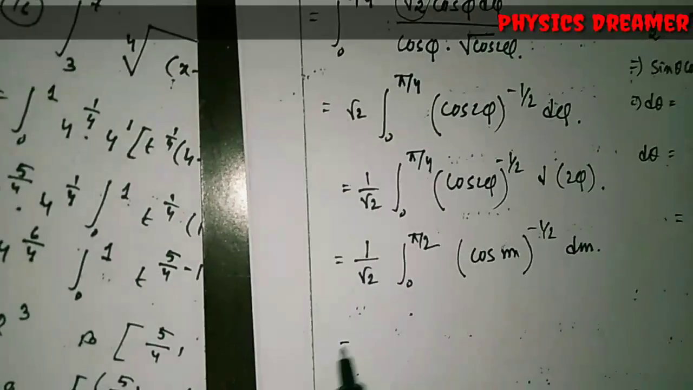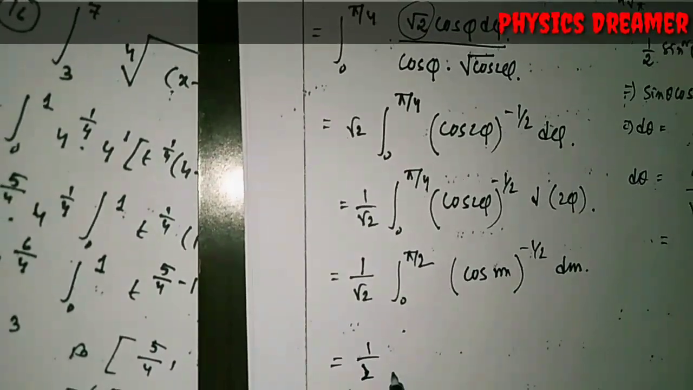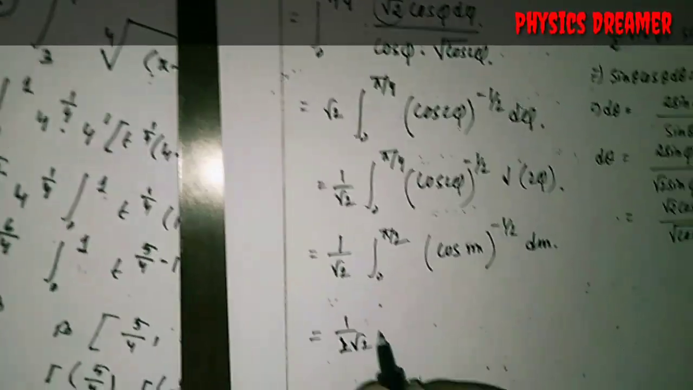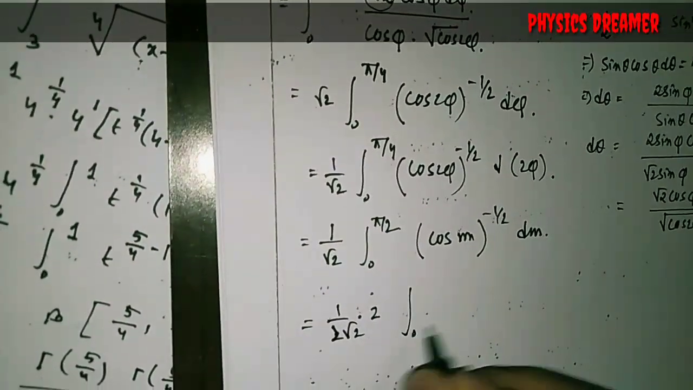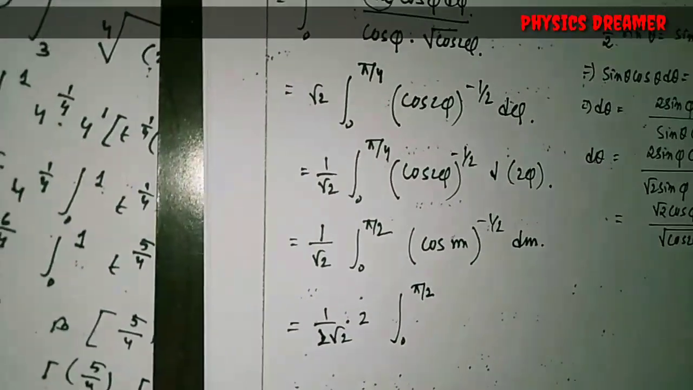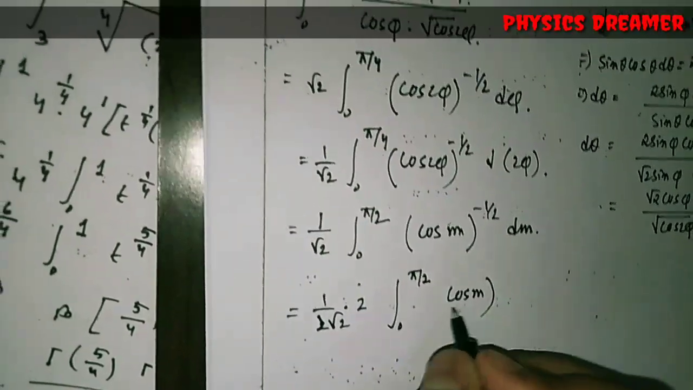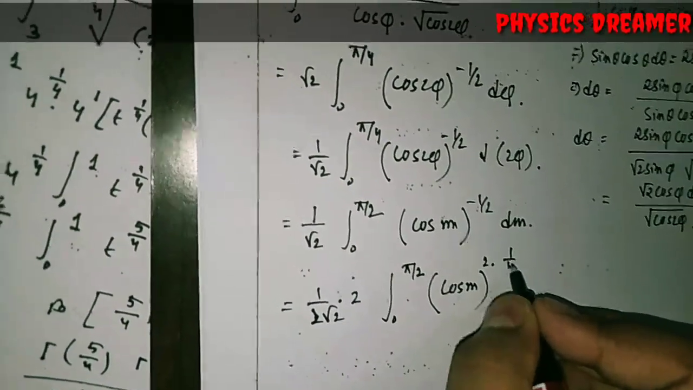Now 1 by 2 into integral 0 to pi by 2 (cos m) whole to the power 2 into 1 by 4 minus 1.